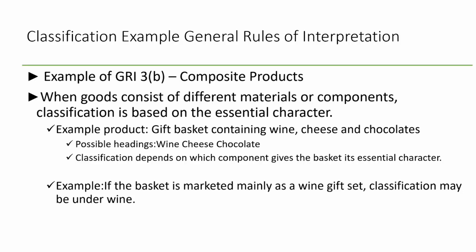But you'd need to be able to back that up. If you classified it under, for example, 1806 chocolate, and then it turned out there were two bottles of wine, or lots of wine in there, then if you were audited, you wouldn't be able to stand over that. So you need to base it on its essential character, but you also need to be able to stand over why you see it as that essential character and why you chose it.